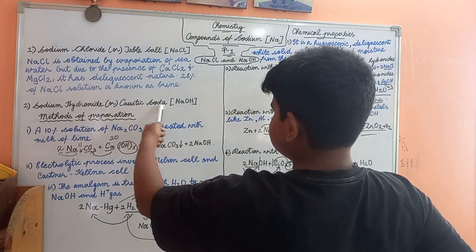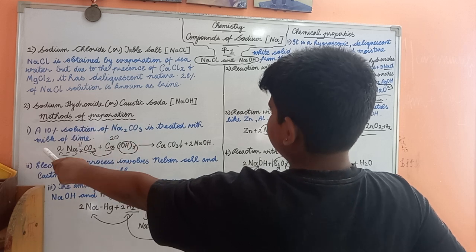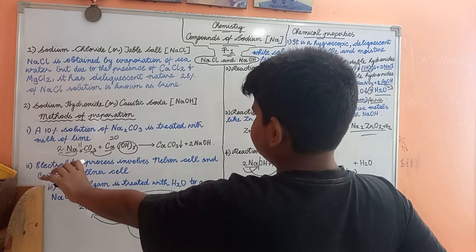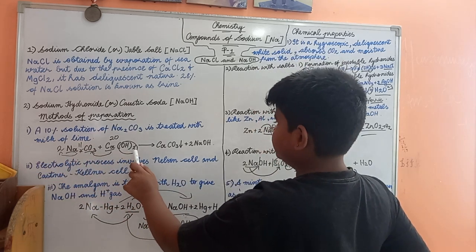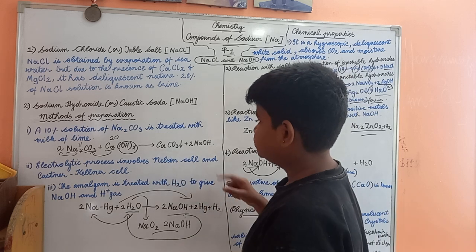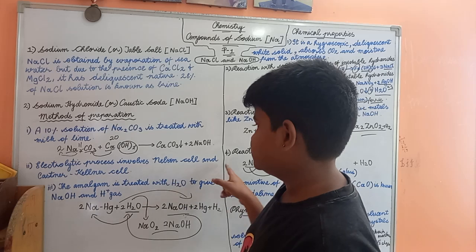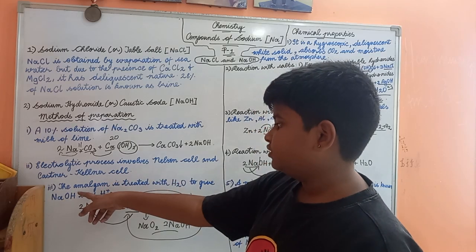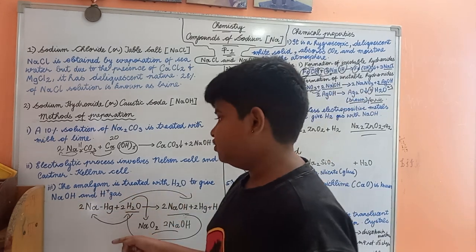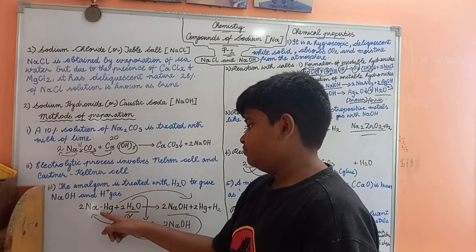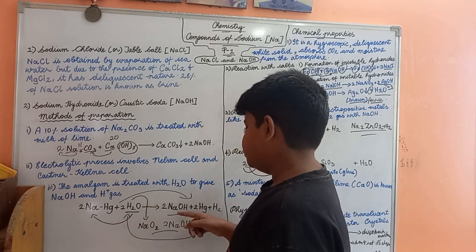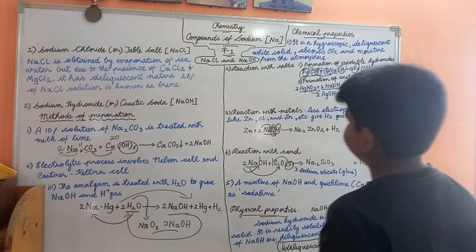Second, sodium hydroxide or caustic soda, NaOH. Methods of preparation. A 10% solution of Na2CO3 is treated with milk of lime. Na2CO3 plus Ca(OH)2 gives CaCO3 precipitate plus 2 NaOH. Electrolytic process involves Nelson cell and Castner-Kellner cell. The second one is electrolysis. Third one is the amalgam reacting with H2O to give NaOH and H2 gas. 2 Na-Hg plus 2 H2O gives 2 NaOH plus 2 Hg plus H2.